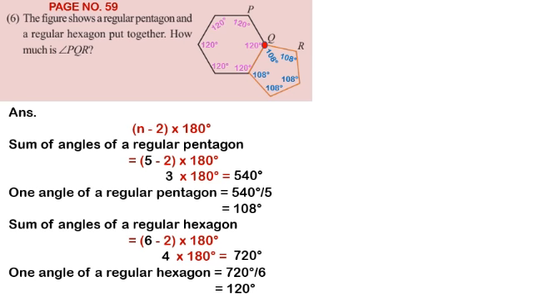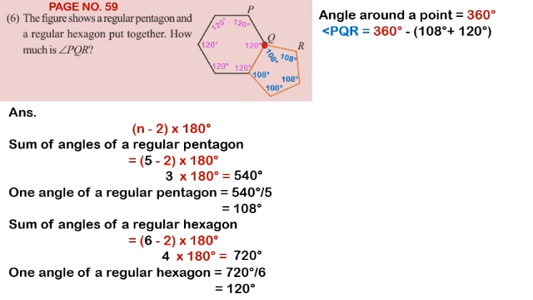We have to find angle PQR, right? For that, we know the angle around a point is 360 degrees. So, angle PQR equals 360 minus the sum of these two angles, that is 108 degrees plus 120 degrees. We get 360 minus 228 degrees. That is, we get angle PQR equal to 132 degrees.